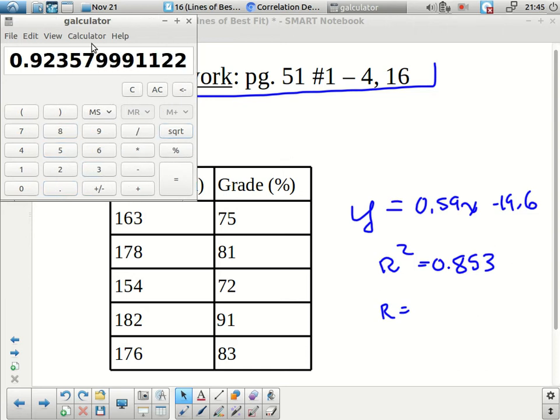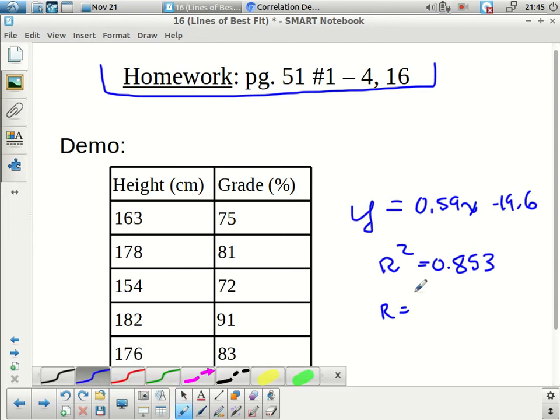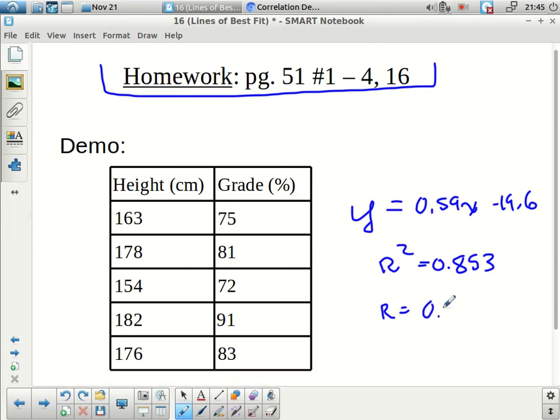0.853, square root, 0.92. Okay. And I know it was trending up, so it would be the positive. It's 0.92. Okay, so that's how I got my values for r and r squared. I got r squared with technology, and I took the square root to get r. So again, that trend line fits very well.